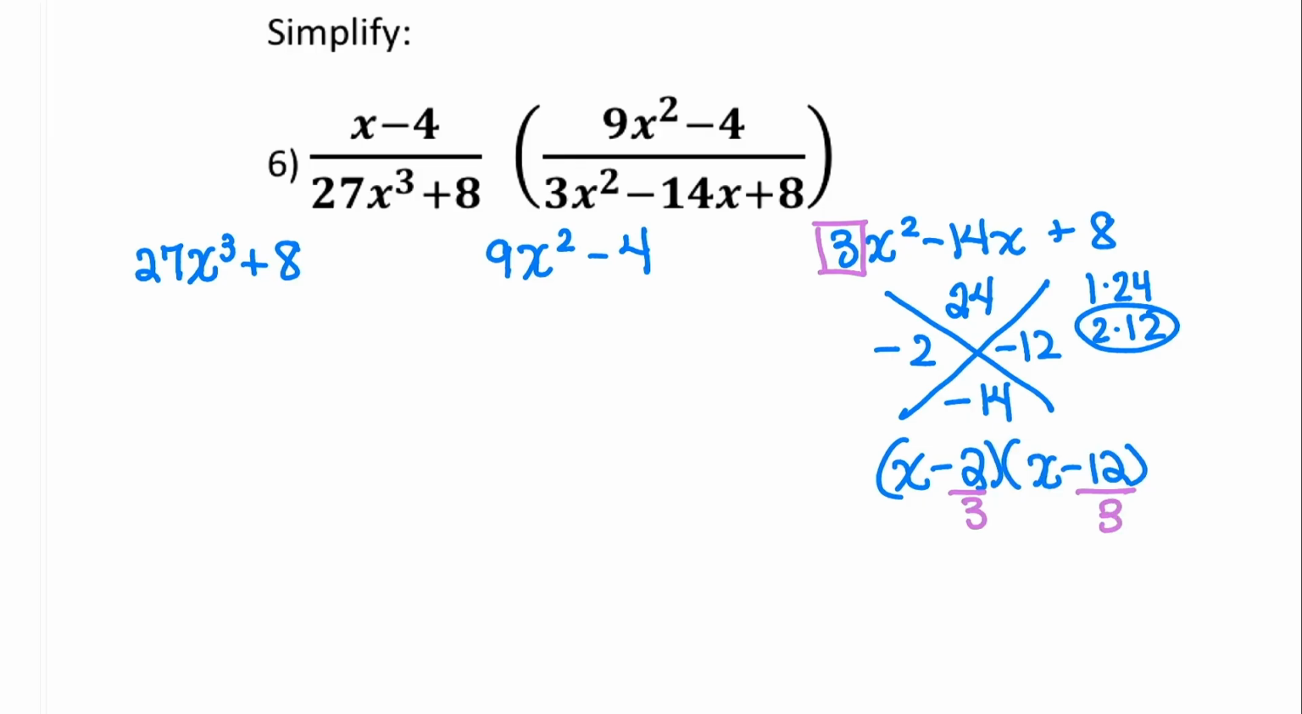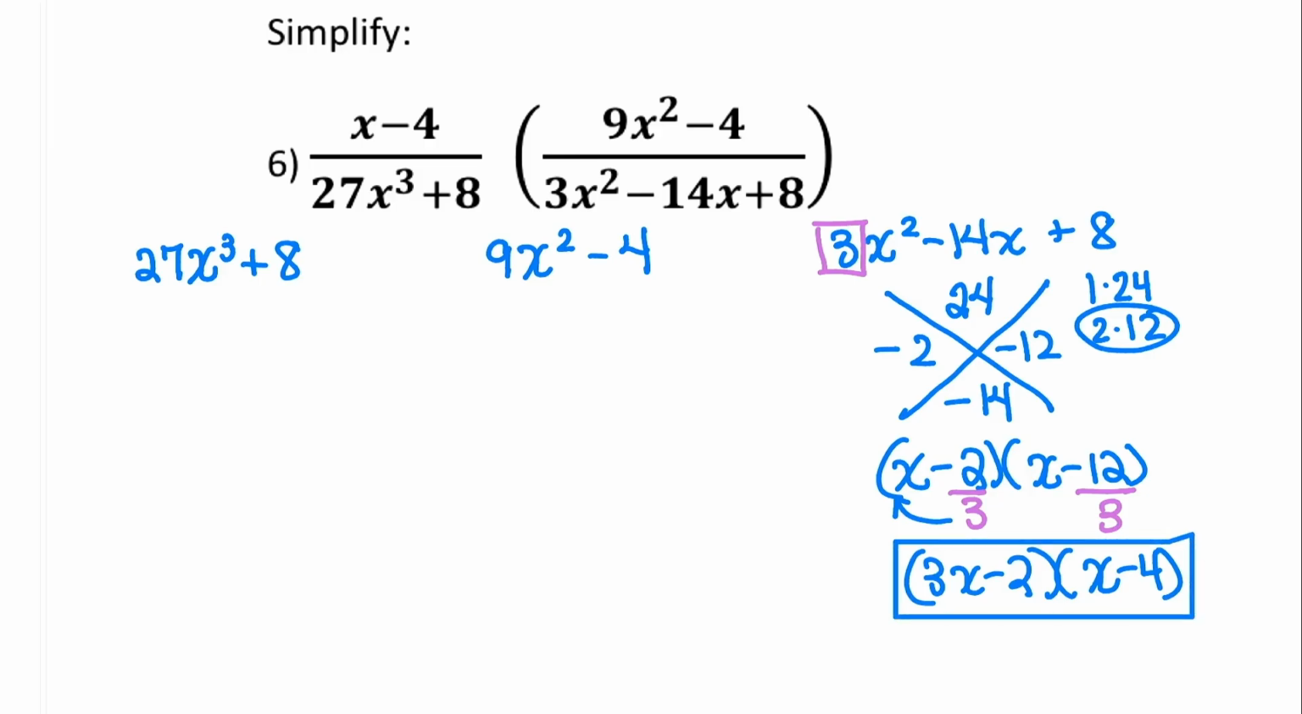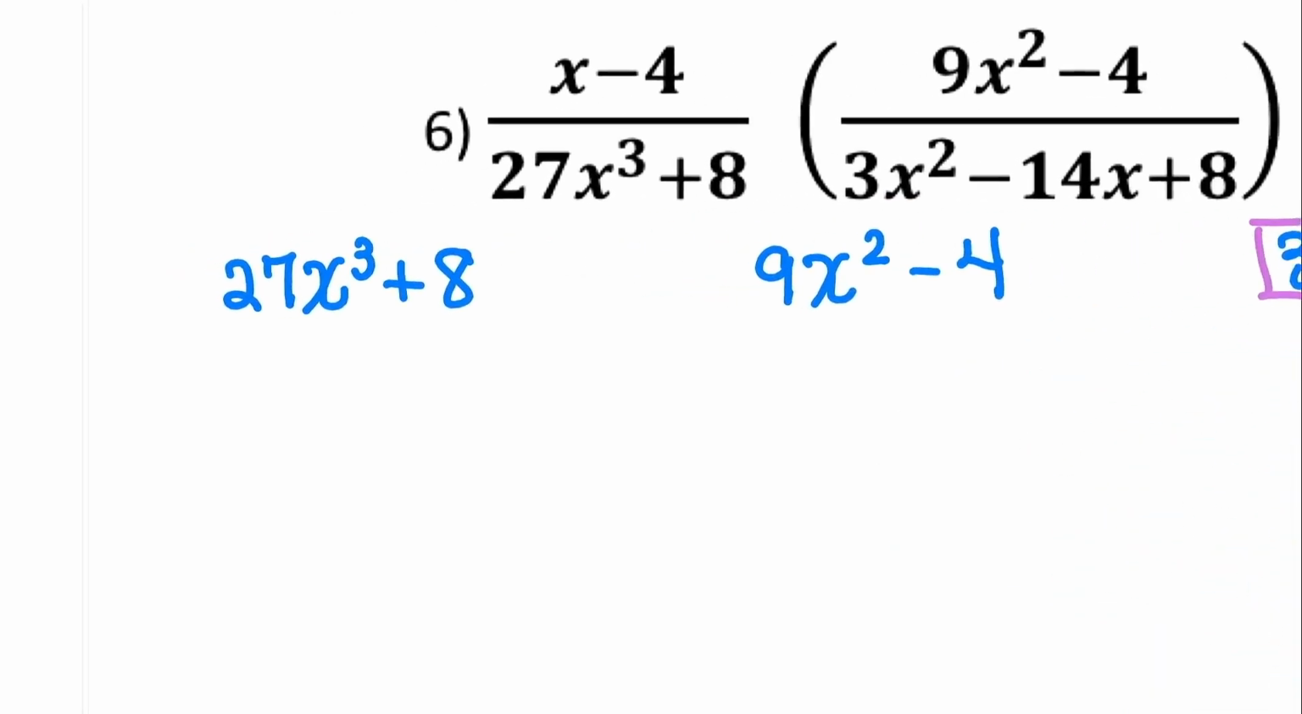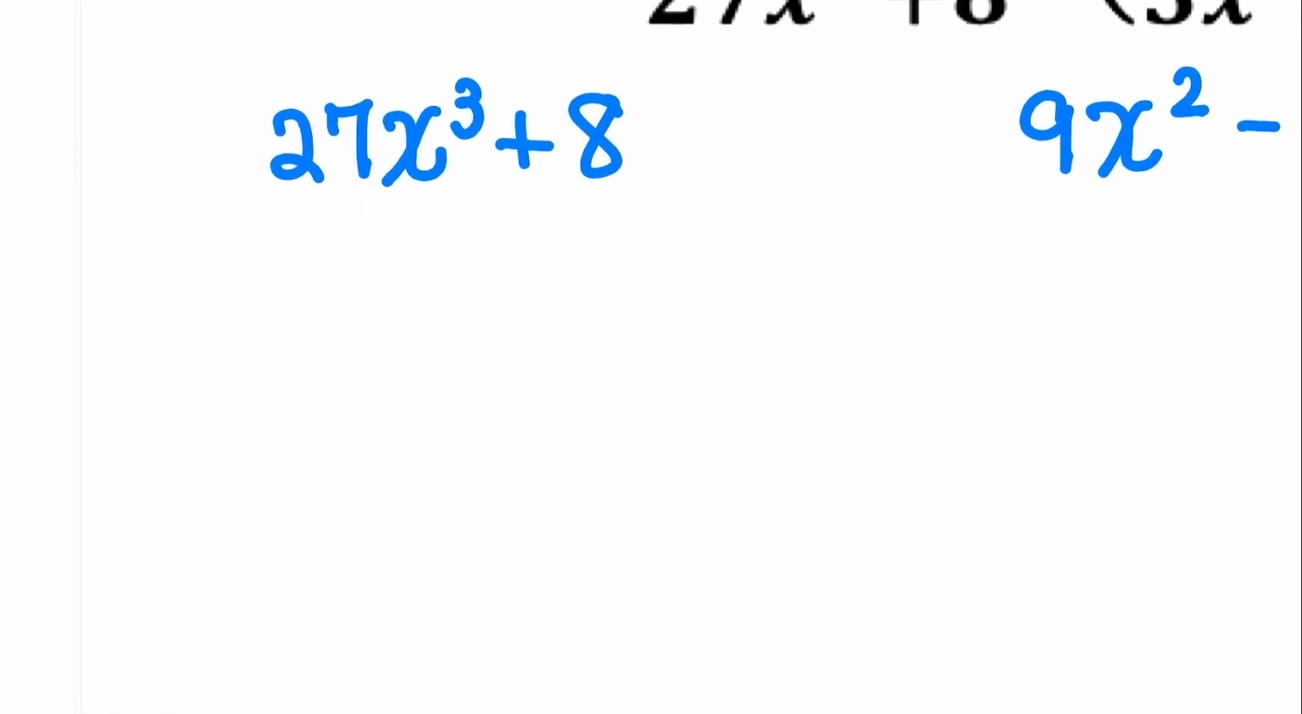That end result is going to be 3x minus 2 and x minus 4. So this right here is how we rewrite the bottom side, our denominator of this fraction. Okay, now let's work through the first one. We have 27x cubed plus 8. This is called a sum of cubes, and there's a specific formula for it.